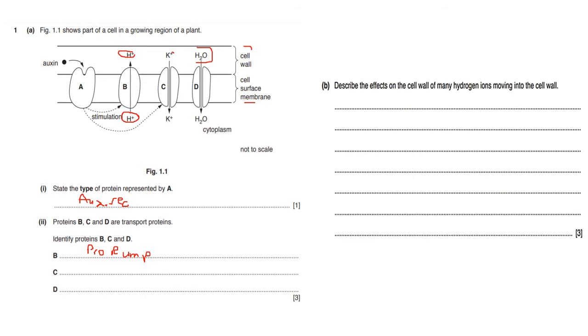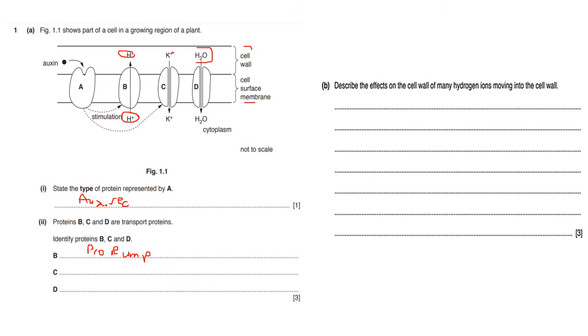Okay, and then B says, describe the effects on the cell wall of many hydrogen ions moving into the cell wall. Now, this is asking a question about how plants grow, and I think this is something to do with coordination, if I remember correctly, where we discussed how the cell wall expands in response to the pump, in response to more hydrogen ions being pumped into it. So what you need to then say here is that when hydrogen ions, you can read this just to see how auxin stimulates stem elongation. I think that was the question. It's either coordination in plants. It has to be coordination in plants.